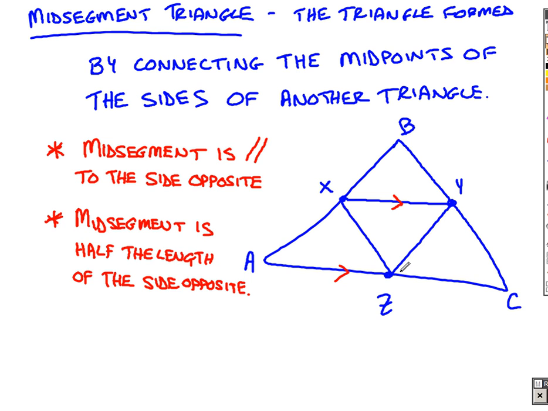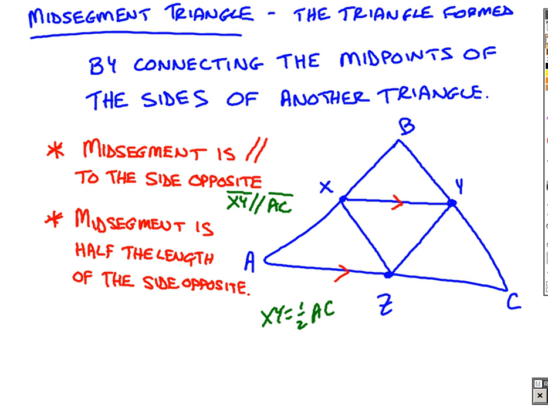So YZ, for example, is also parallel to AB, or XZ to BC. So that's what this means, just that we can say XY must be parallel to AC, the side opposite of it. And also that segment is half the length. So the segment length of XY is 1/2 the segment length of AC.